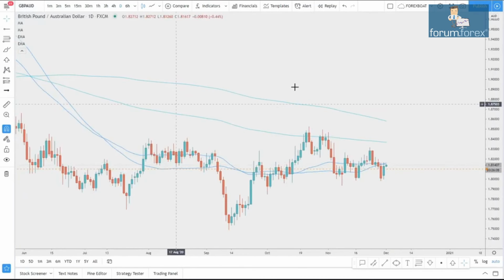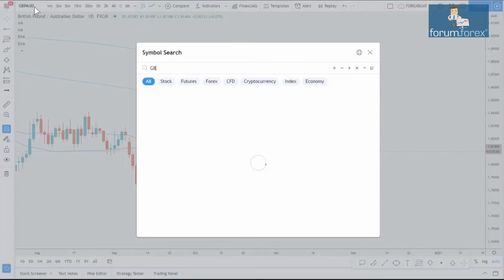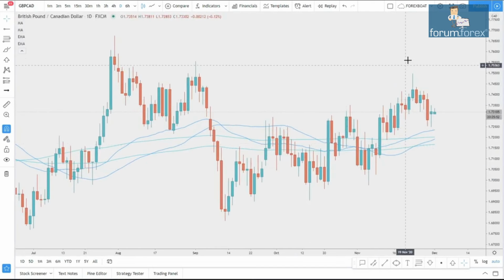On the pound Australian dollar, not so bullish, probably because the Australian dollar is also very strong. So here is no go. And finally, let's have a look at the pound versus Canadian dollar. On the pound Canadian, yet again, we see a very bullish trend above all moving averages.